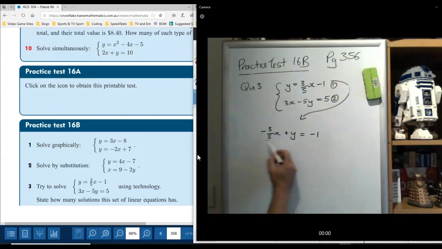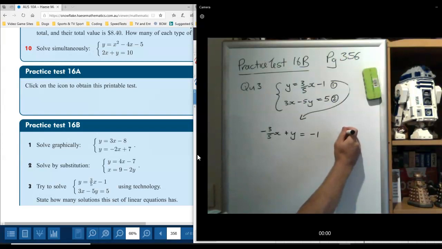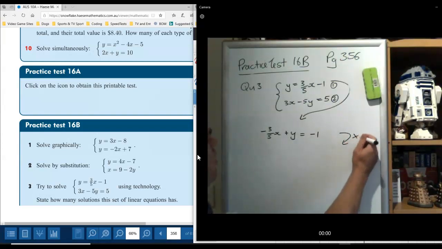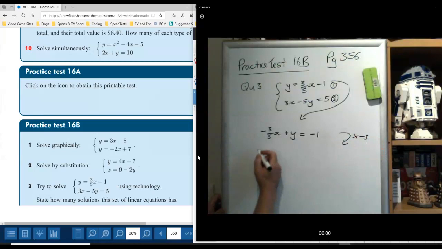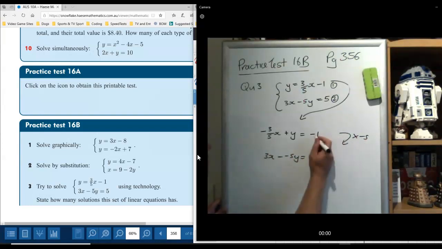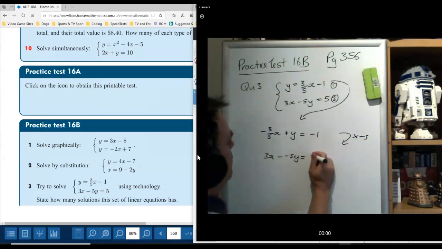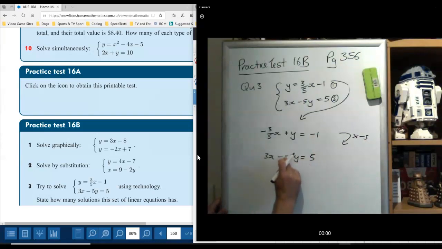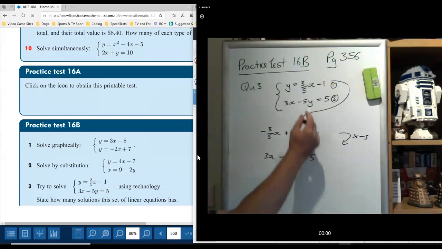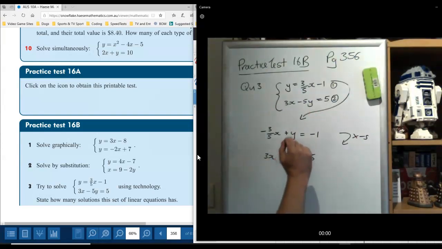We could take this equation and multiply it by -5 as well. So if we multiplied this by -5, we'd have 3x minus -5y, and -5 times -1 is 5. And guess what? Well, apart from the fact I did it wrong there, we end up with that equation. So we're just showing that you can go from that to that to that, and it is the same as the second equation. So both equations are the same.